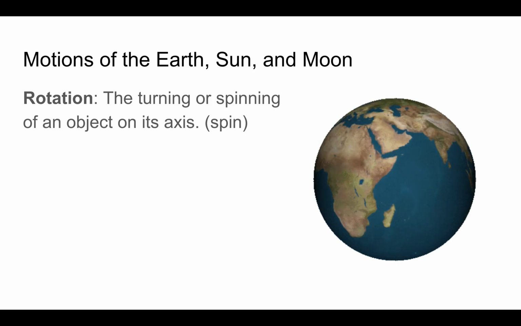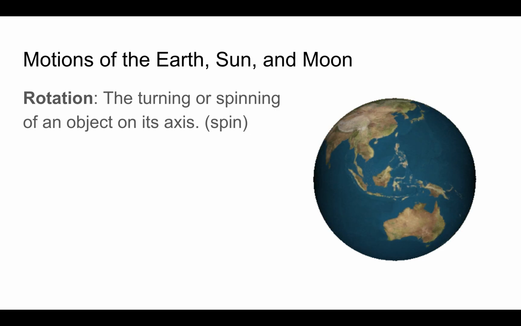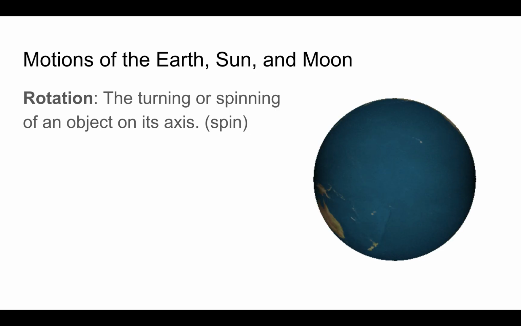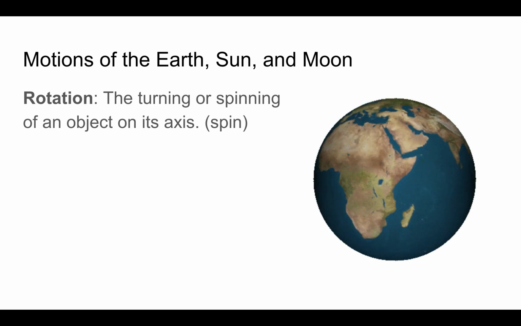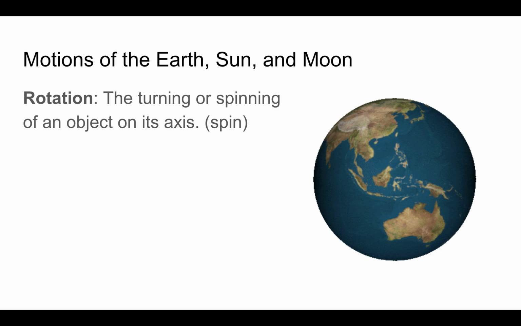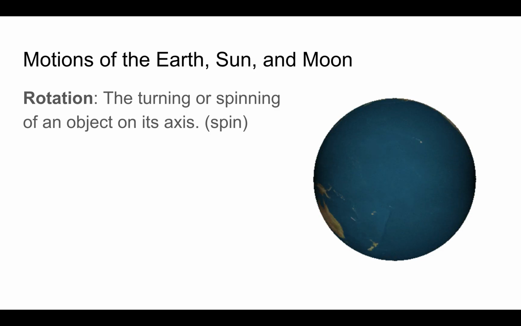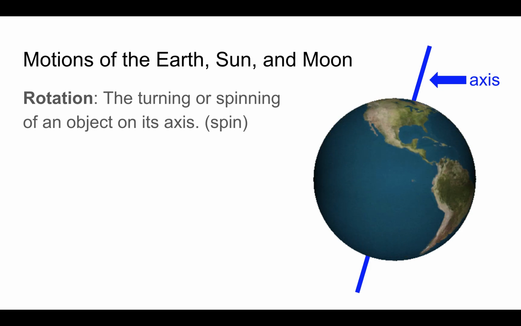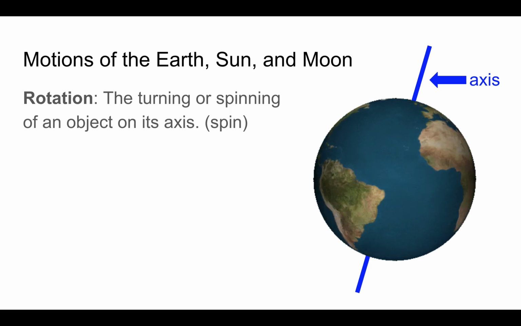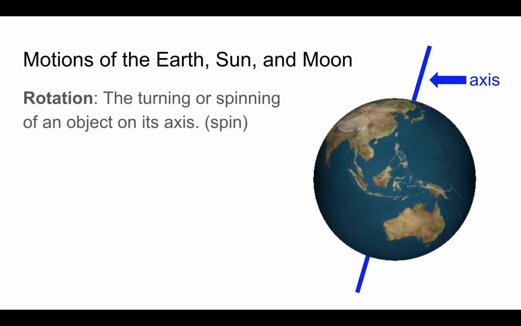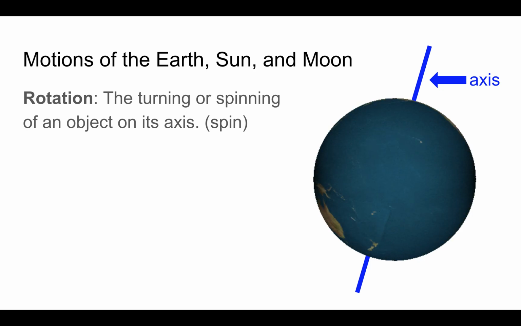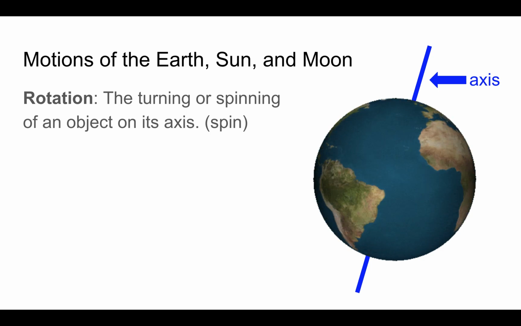So our first motion, which is a motion that both the Earth, Sun, and Moon do, is rotation. Rotation is the turning or spinning of an object on its axis. Another word for rotation is spin. An axis, you can imagine it as an imaginary line that goes through our planet, that the Earth spins around, in the same way that a bead spins around a piece of string. But in this case, an axis is just an imaginary line that goes through our Earth.